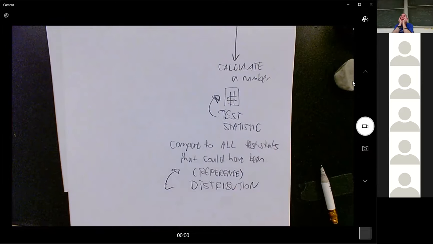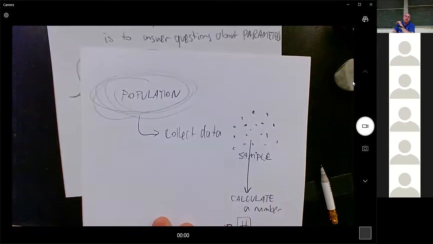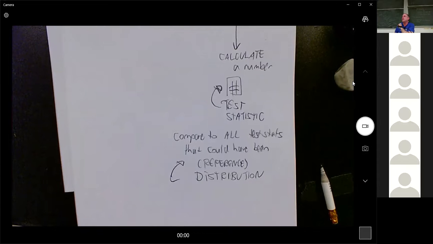Oh, okay. So, lovely. Big problem. If you don't really know about the population, how are you going to know about the reference distribution for the test statistic?